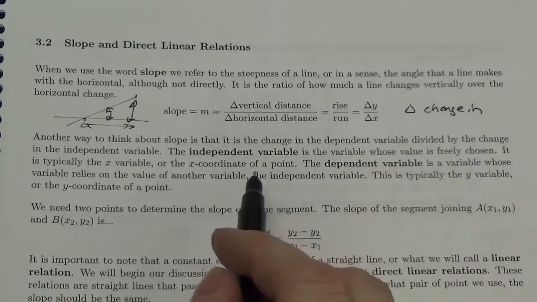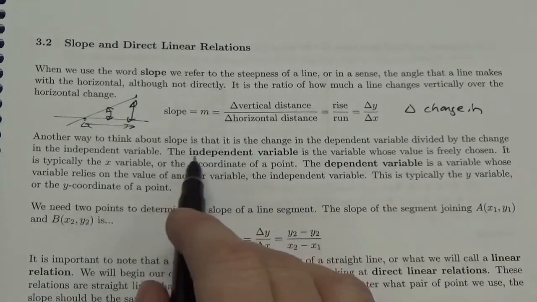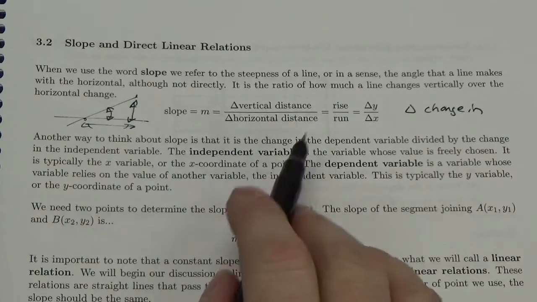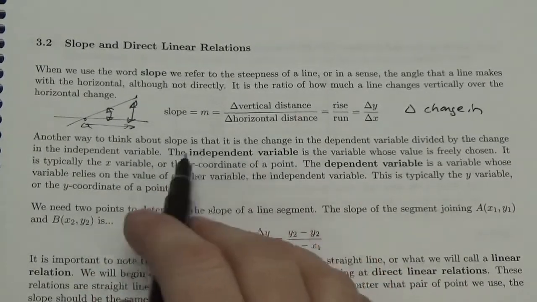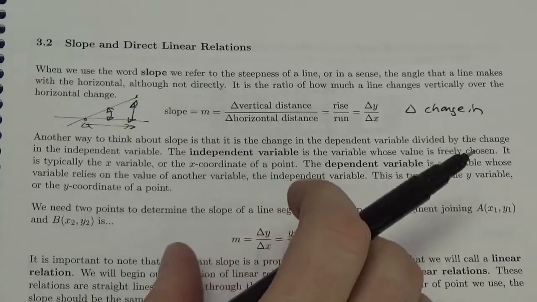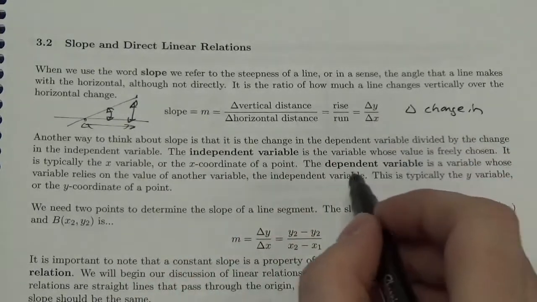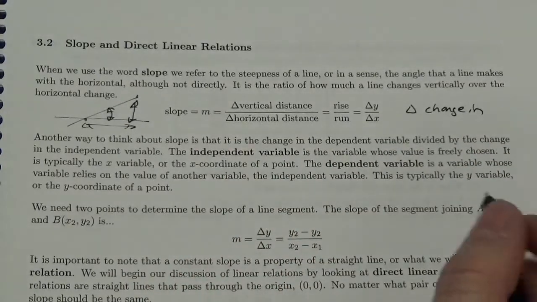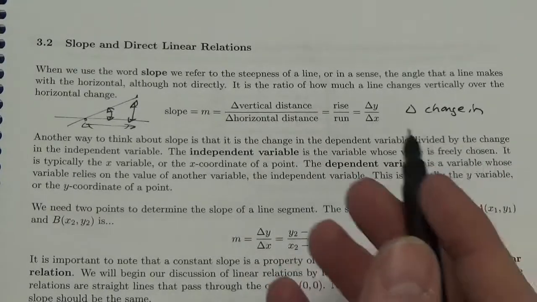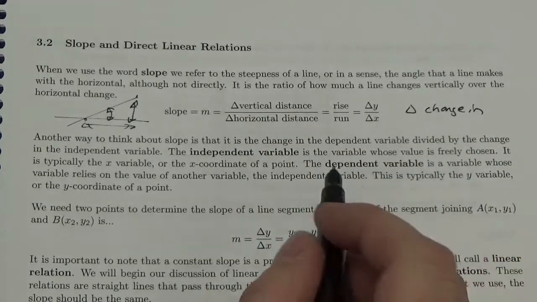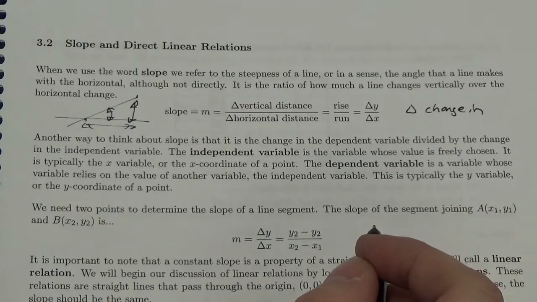Now you might also think about that as how much the independent variable changes, which is the x here. The x is the independent variable. How much a change in that causes a change in the dependent variable? Because the dependent variable depends on the value of the independent variable.